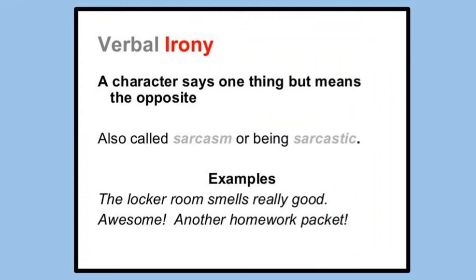Let's take a closer look at verbal irony. I think this one is the easiest because we use it all the time. So verbal irony is when a character says one thing but means the opposite. It's also called sarcasm or being sarcastic. Everyday examples of this: "This locker room smells awesome," knowing that the locker room does not smell awesome. "Yay, another homework packet." Those are examples of verbal irony, when you say something but mean another thing, right?